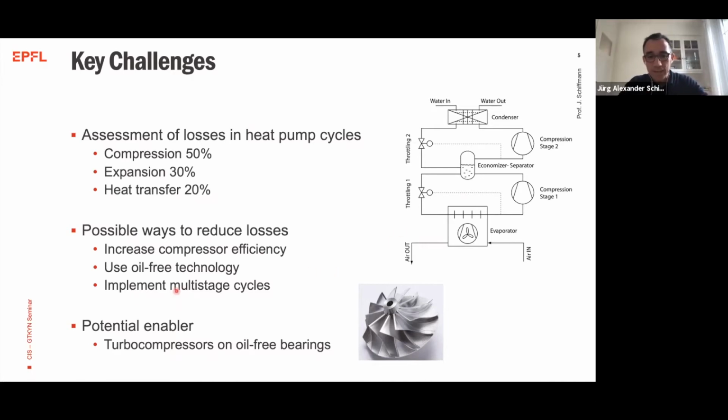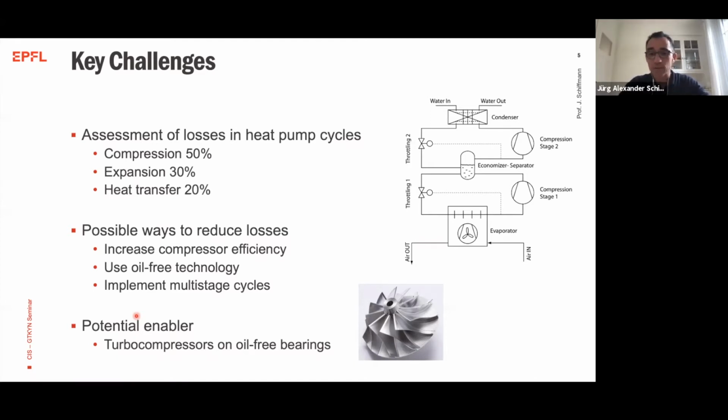So a potential enabler to tackle all of these three ways to reduce the losses in heat pumps is to change the compressor technology and go away from positive displacement machines towards turbocompressors, and ideally have the turbocompressors on oil-free bearings. So turbocompressors are actually known to achieve very high efficiencies. So this is why we have decided, okay, let's design a small-scale turbocompressor for driving domestic-scale heat pumps on oil-free bearings, so that we can improve heat pumps significantly compared to what is currently existing on the market.